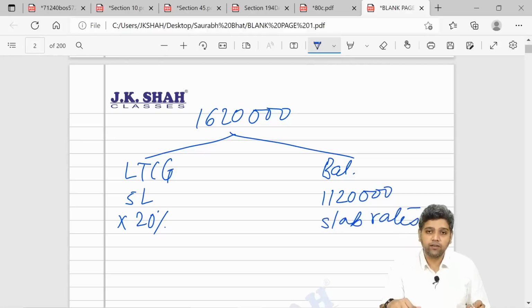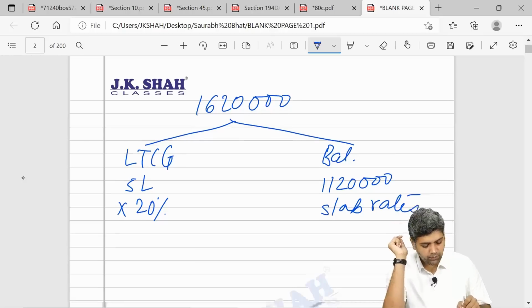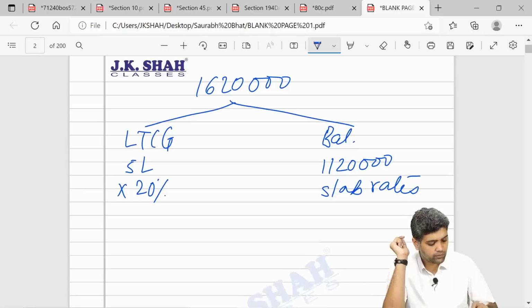Slab rates, the assessee has not opted for 115 BAC, so it will be 0 to 2,50,000, no tax. 2,50,000 to 5 lakhs, 5%. 5 lakhs to 10 lakhs, 20%, and above 10 lakhs it would be 30%. So I will calculate tax, you all can also do that.